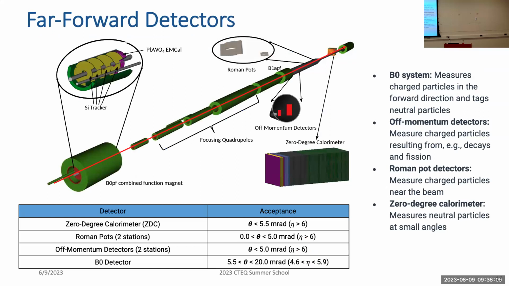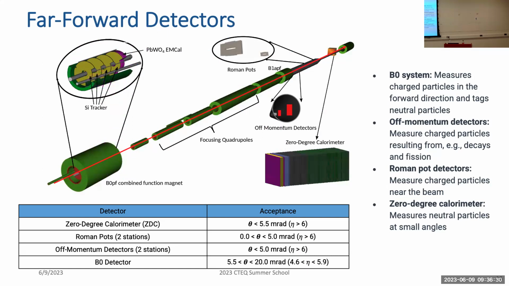So I just want to show the far forward detectors. These are a set of detectors that are designed to track, for example, scattered protons at very, very small angles. This is called the B0 combined function magnet. It's probably an accelerator physicist's nightmare, right? Because you're very tight to the experiment here.